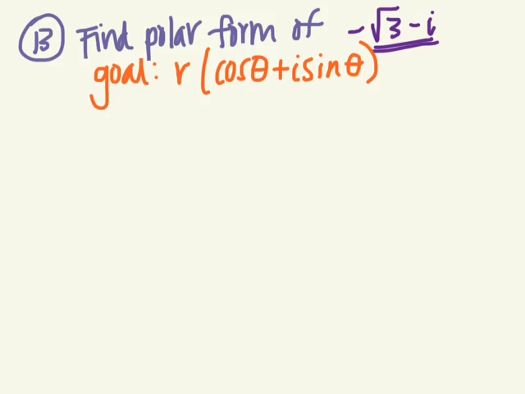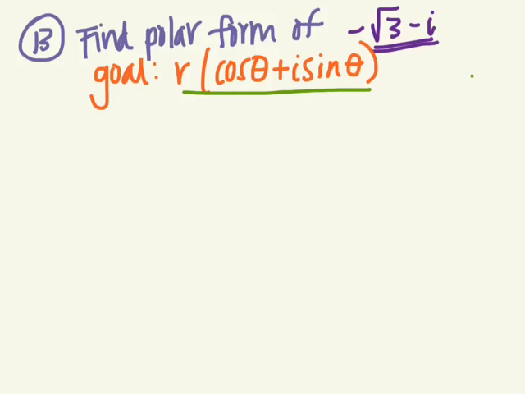Number 13, we're asked to find the polar form of negative radical 3 minus i. And so your goal, and I even put this in the directions, is to get your equation to look like that. So really, in order to get our equation to look like that, we need an r and a theta.